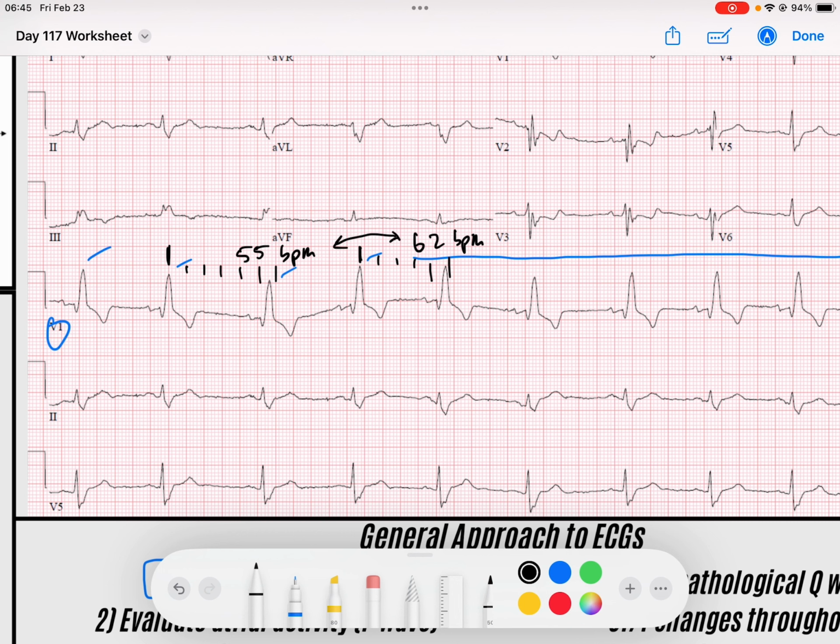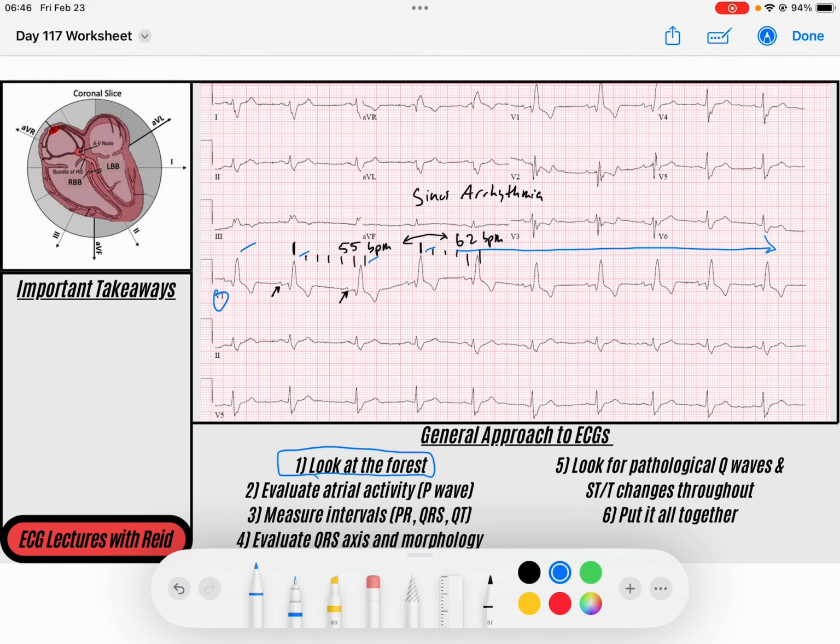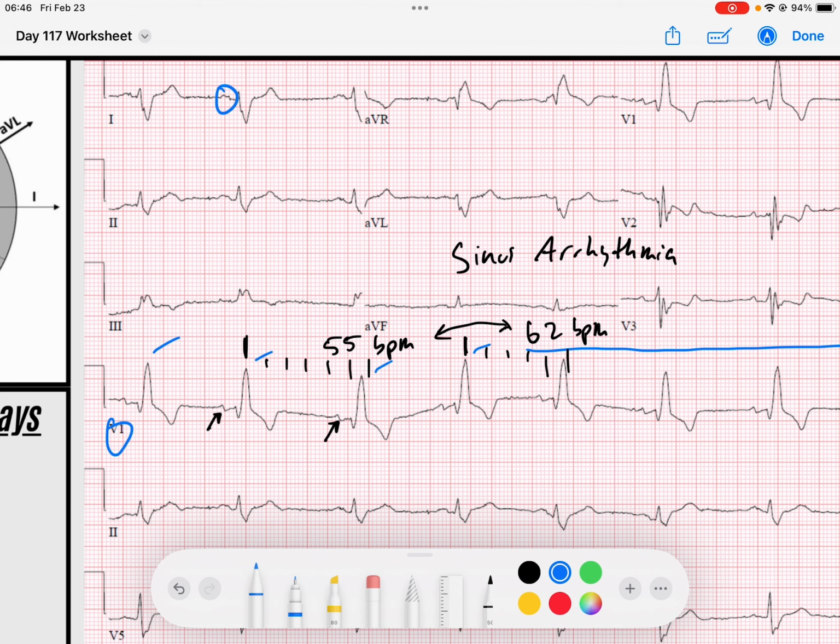That can be expected. If it's a sinus rhythm, there could be something called sinus arrhythmia, which is variation in the rate based on inspiration and expiration, causing changes in your parasympathetic to sympathetic innervation ratio of the heart. But let's verify that, right? We do see some P waves that make us think maybe there is some sinus arrhythmia. Those P waves are upright in lead 1, if you notice, and in aVF they're also upright. So these are sinus P waves.